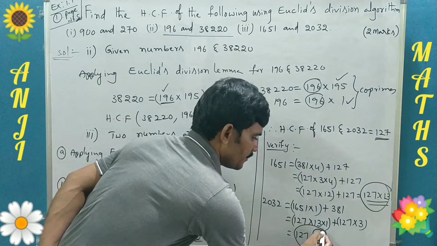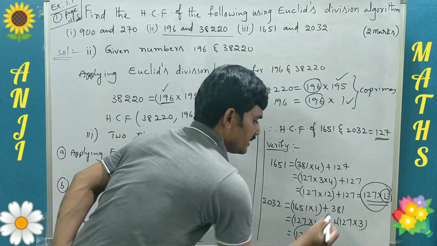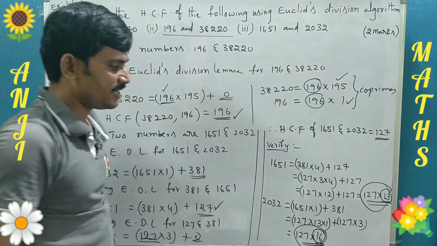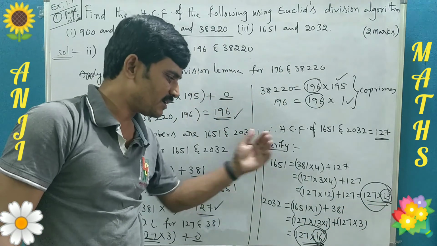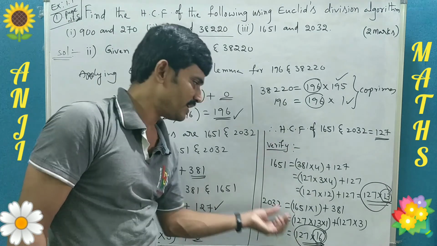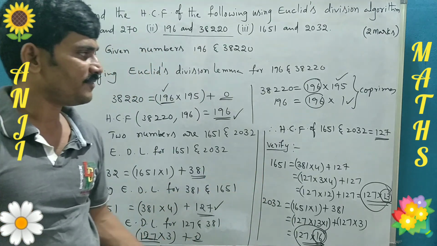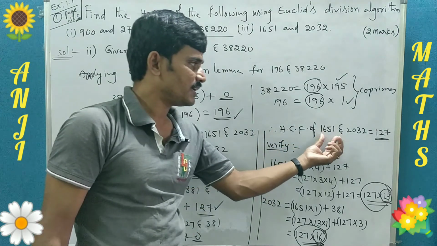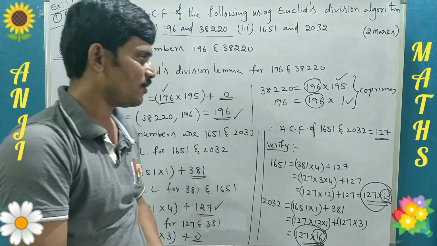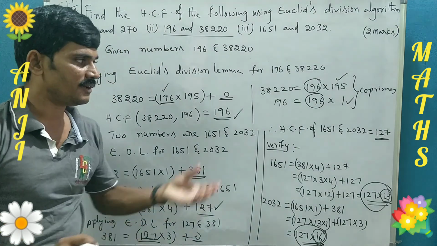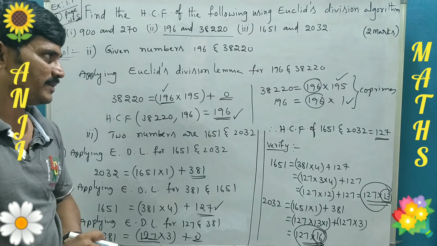Let us see the second numbers other than the HCF. 13 and 16 are co-primes. That is why there is no bigger number or bigger factor than 127 for these two numbers. So 127 is the HCF of the given two numbers. This is how we can verify the HCF of the two numbers.